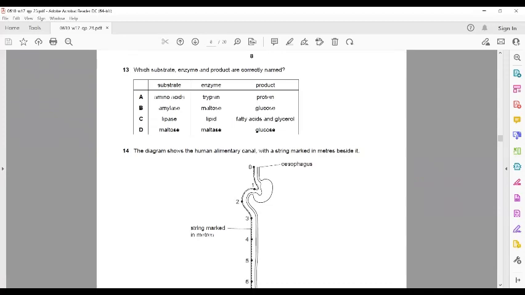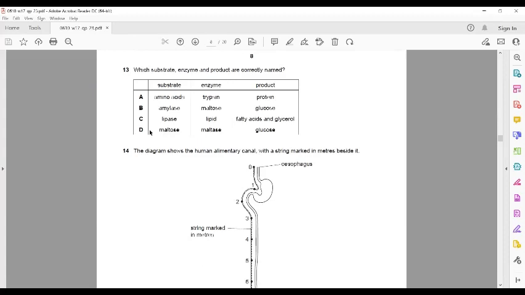Okay, let's check together one by one. The substrate, if the food that we have is amino acids, are the smallest part of the proteins. They join together to make proteins. So this is wrong totally. The substrate should be very big molecules. That's why the enzyme works on it, breaks it down into smaller molecules.